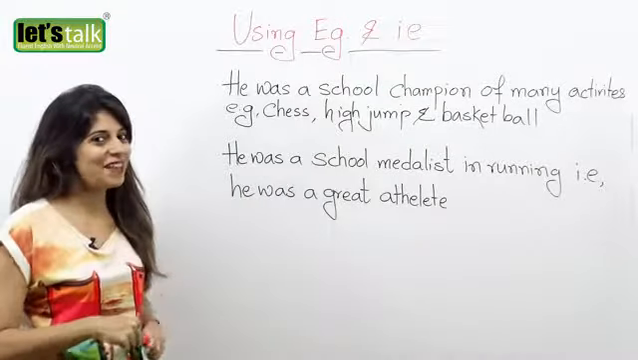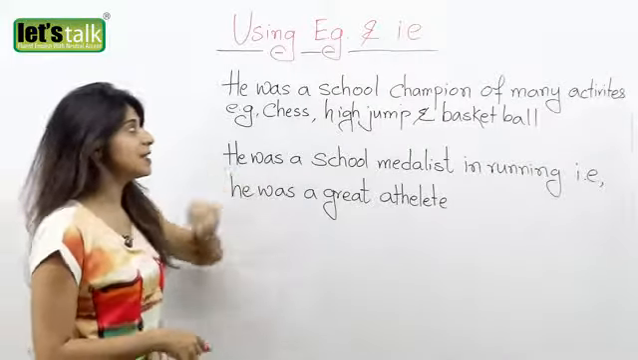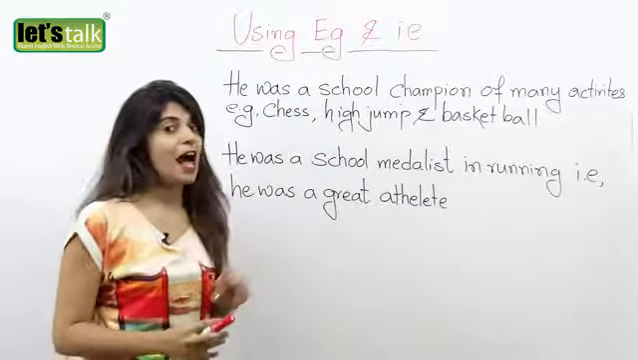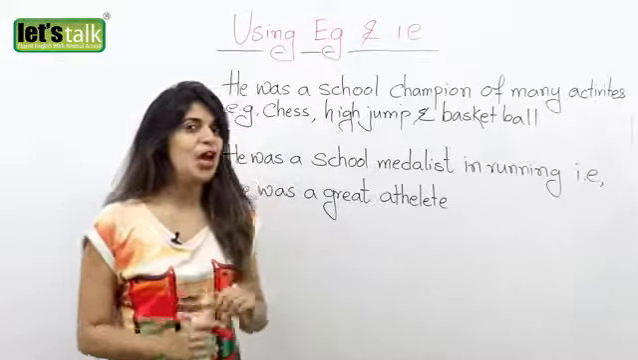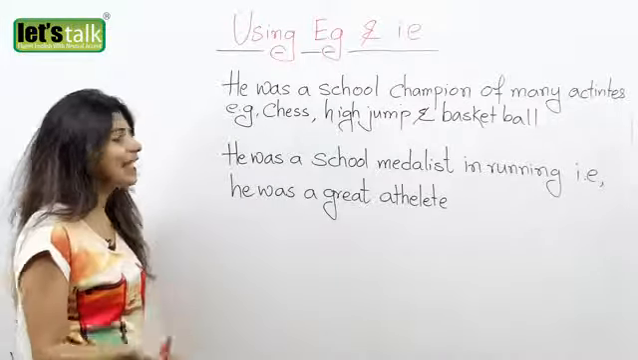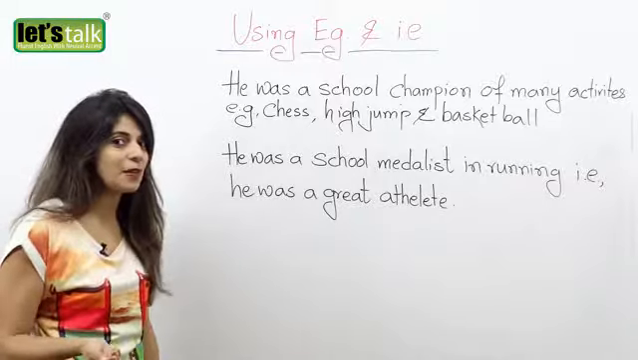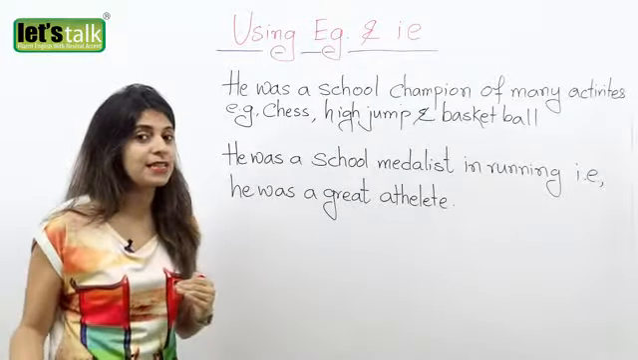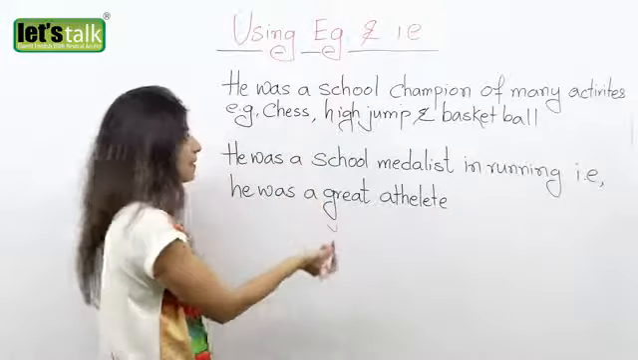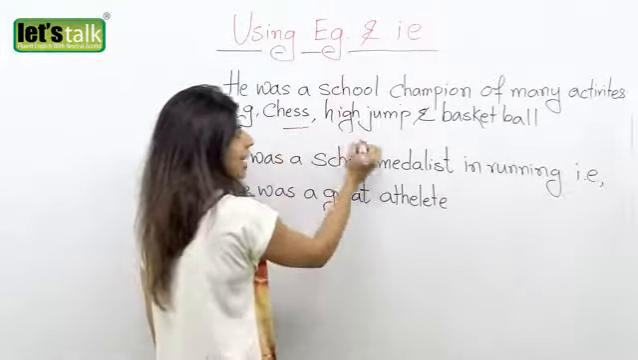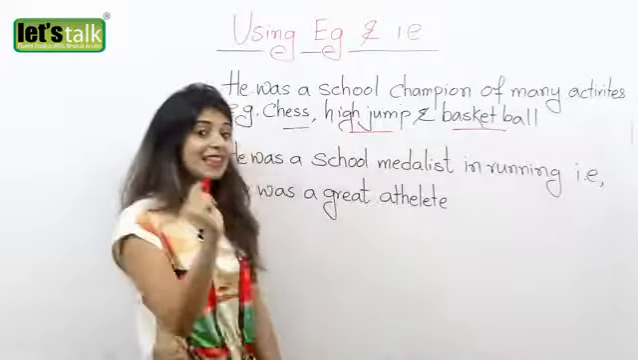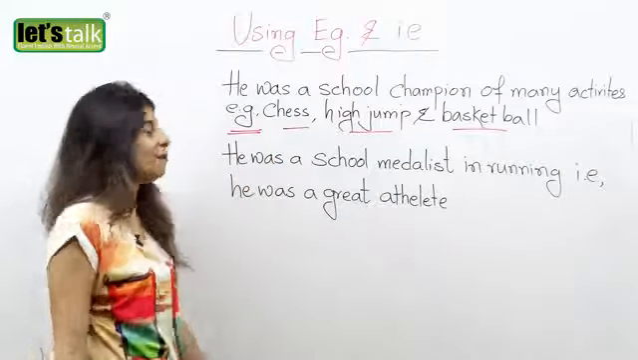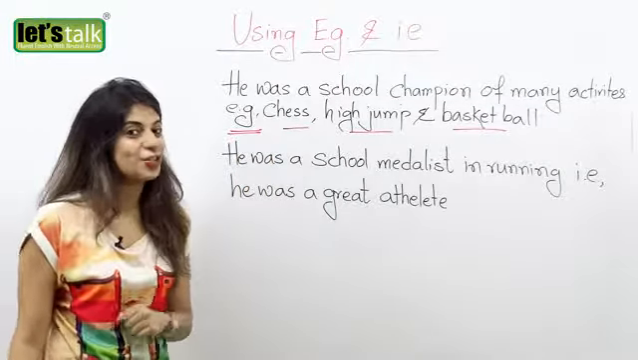So here I have another example for you. He was a school champion of many activities, e.g. chess, high jump, and basketball. So in this sentence here, if you see, I am providing some examples. He was a school champion, but in what kind of activities was he a champion? Here are some examples. So I have listed chess, high jump, and basketball. And that's exactly the reason why I have used the abbreviated term of example, that is e.g.